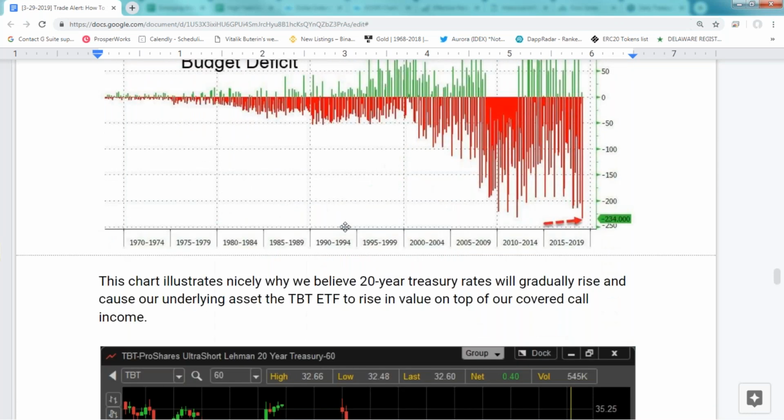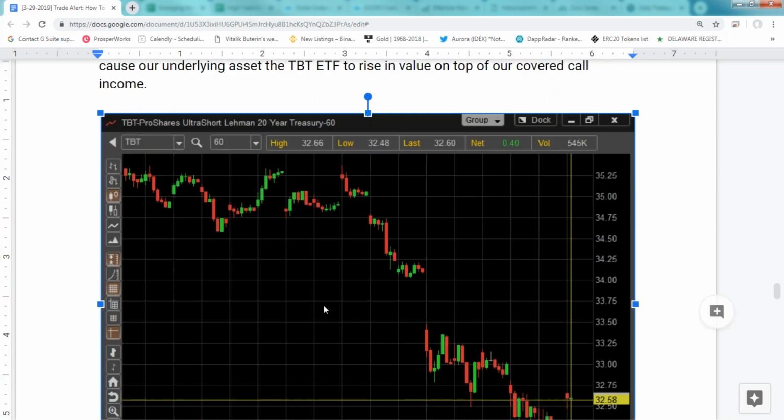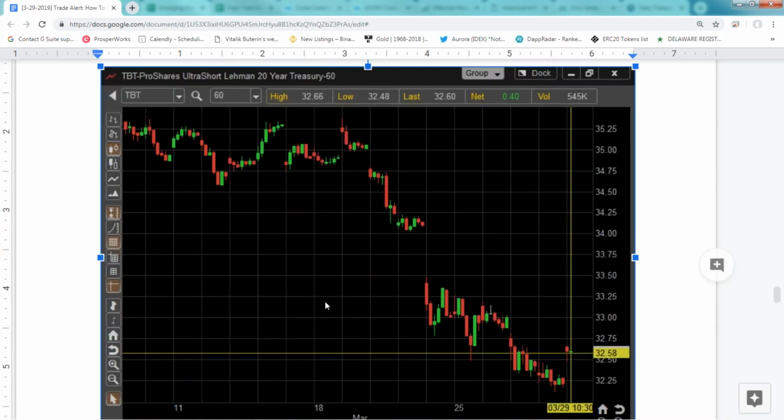The TBT is a unique product. Now we could be doing the TLT, but because of the small amount of volatility in the TLT and the nature of it, the yield you can write making covered calls is tiny. So we chose a very related product called the TBT ProShares Ultra Short Lehman 20-Year Treasury.